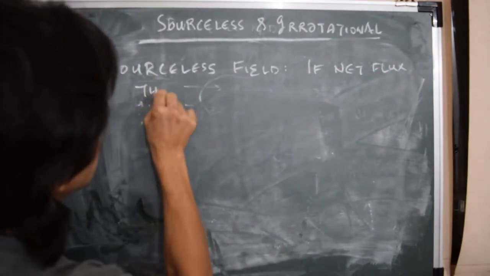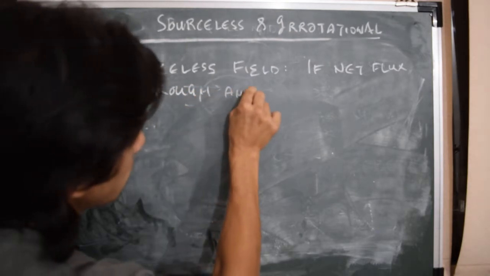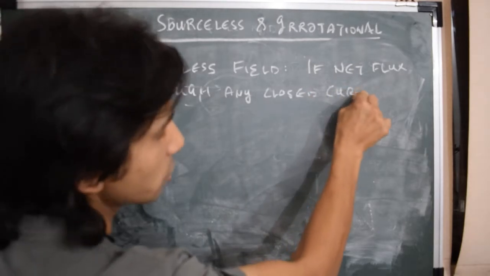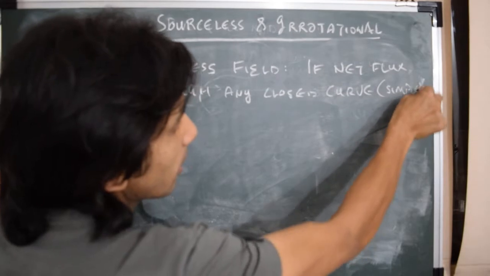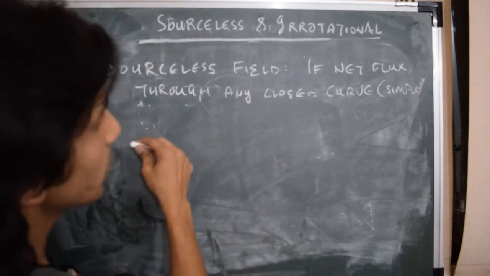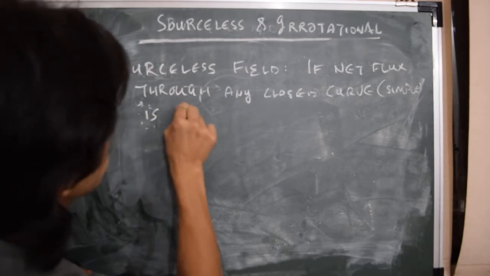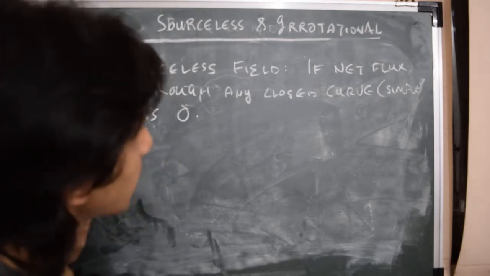So a field is sourceless if the net flux through any loop, any closed curve, and we're just talking about simple curves, so I just write simple curves for now. Any simple curve. So if the net flux through any closed curve in that region of space is 0, we just define such a field as being a sourceless field.